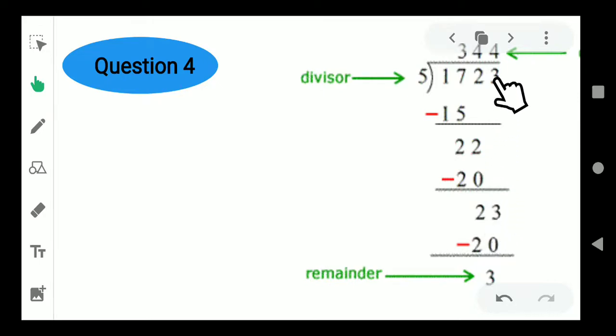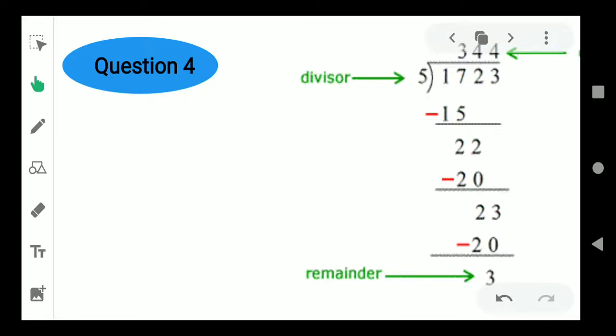Now take the next digit down. I took 3. Now it becomes 23. In 23 how many 5s are there? 4. 4 5s are 20. Now subtract it. 3 minus 0, 3. 2 minus 2, 0.